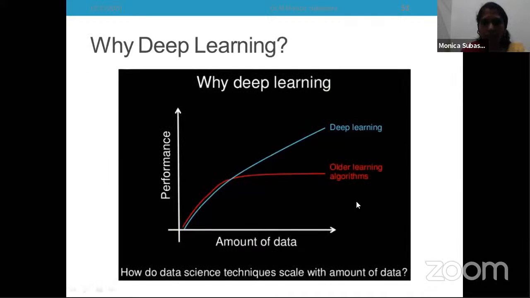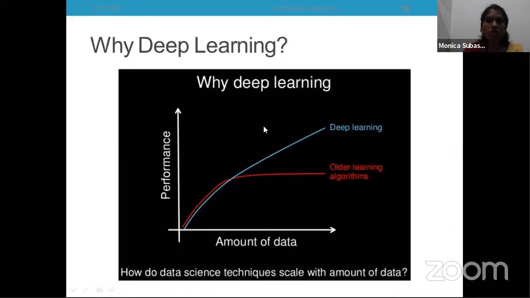I've given a simple graphical representation of why deep learning is necessary. The performance is lower in older learning algorithms, whereas when you apply deep learning, you can improve the performance of your network. That is how we justify the usage of deep learning, as well as when you increase the amount of data. As you increase the amount of data, the performance improves.